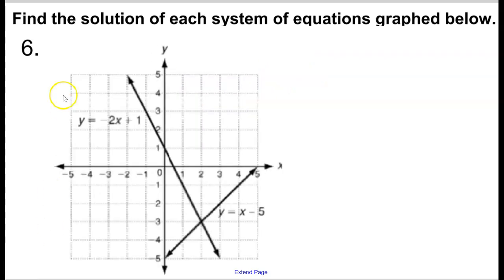All right, here's a second one, number 6. We got y is equal to negative 2x plus 1, and y is equal to x minus 5. But again, all you got to do is look to see where they cross. They cross right here at that point. And that point is over 2 and down 3. So that's 2, negative 3.